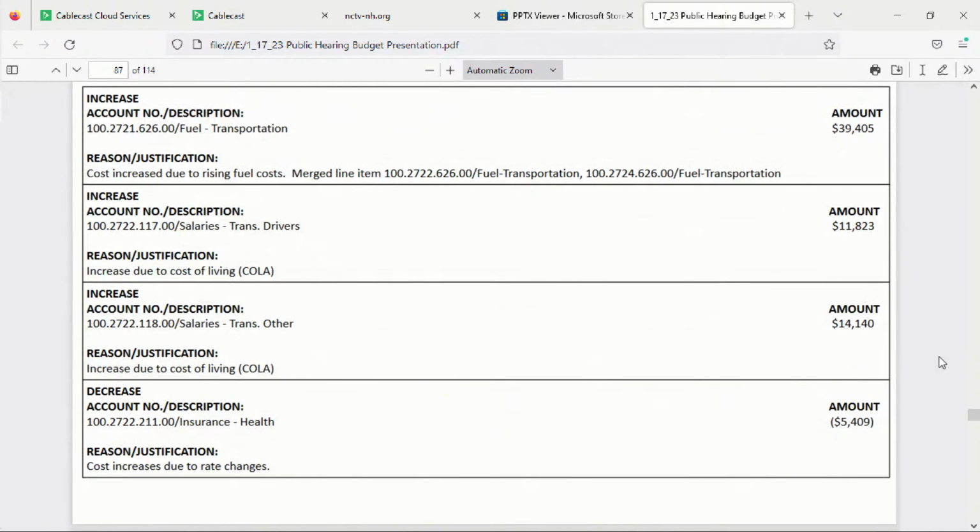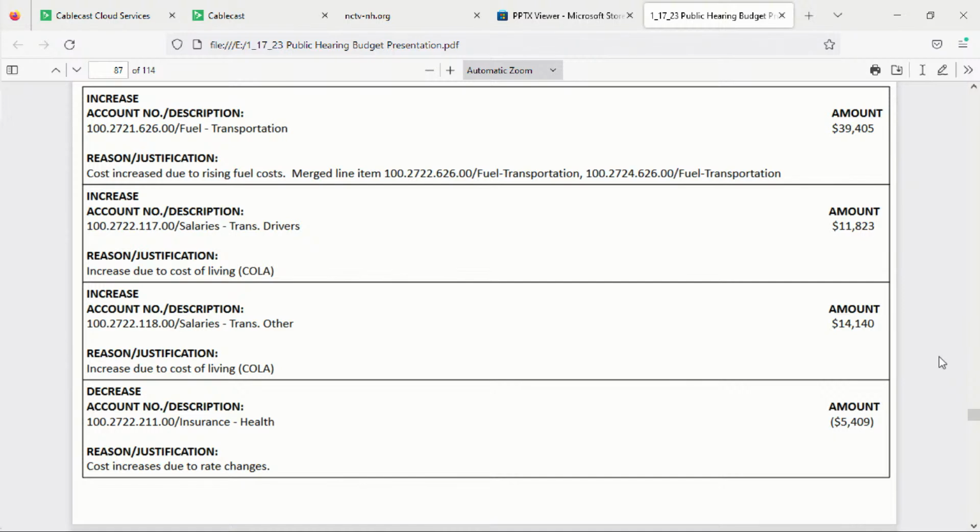This one actually hurts, an increased amount of $39,405. That's due to fuel cost. All our buses run on diesel, except for a handful that run on gasoline right now. We had another increase of $11,823 for salaries for transportation drivers. That's due to the cost of living. Again, we had another one for $14,140 due to cost of living for transportation and other services.